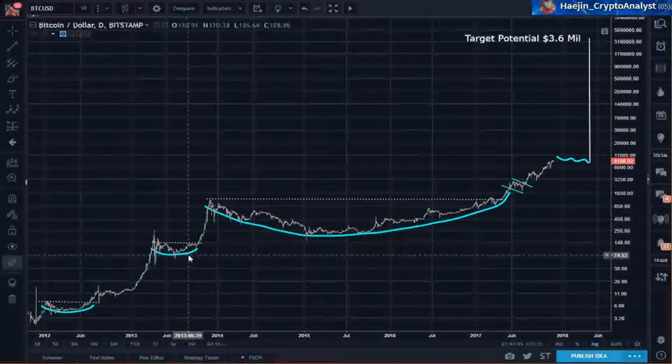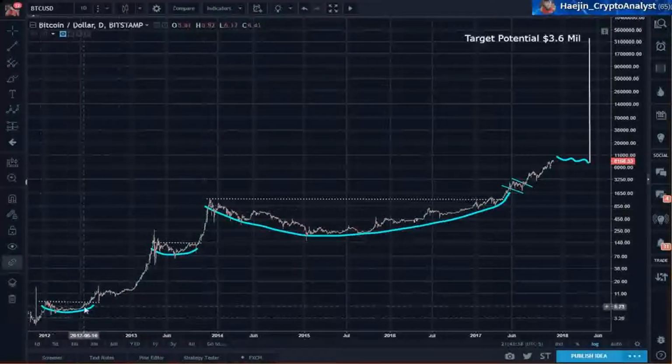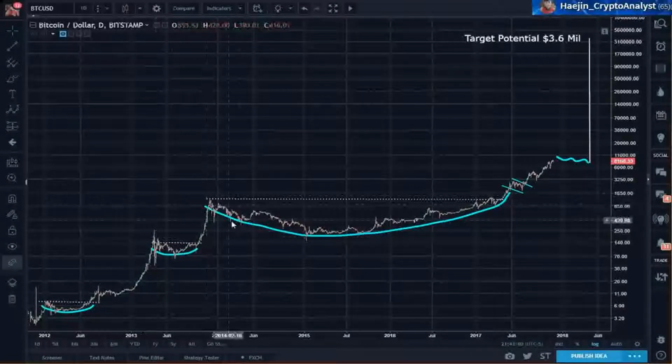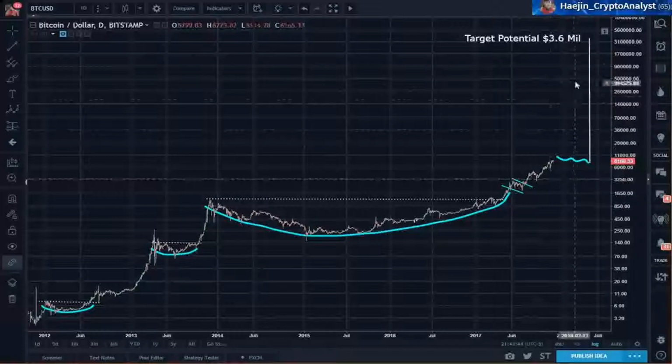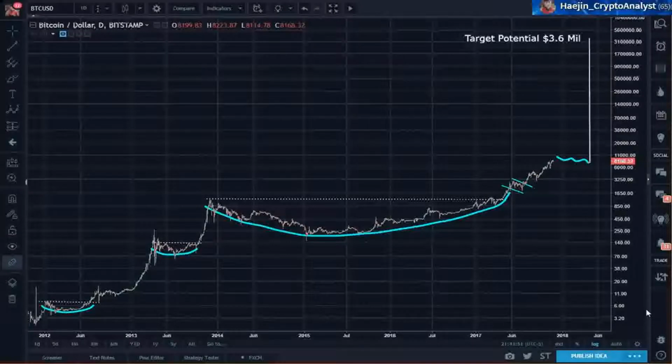Rounding bottom, vertical. Rounding bottom, vertical. Huge rounding bottom. It's going to be a huge vertical. Nutty. Crazy. That's what people will be saying when they see this. I know it. Now let me show you, and I've already discussed this in the past before. Let me just show you this.